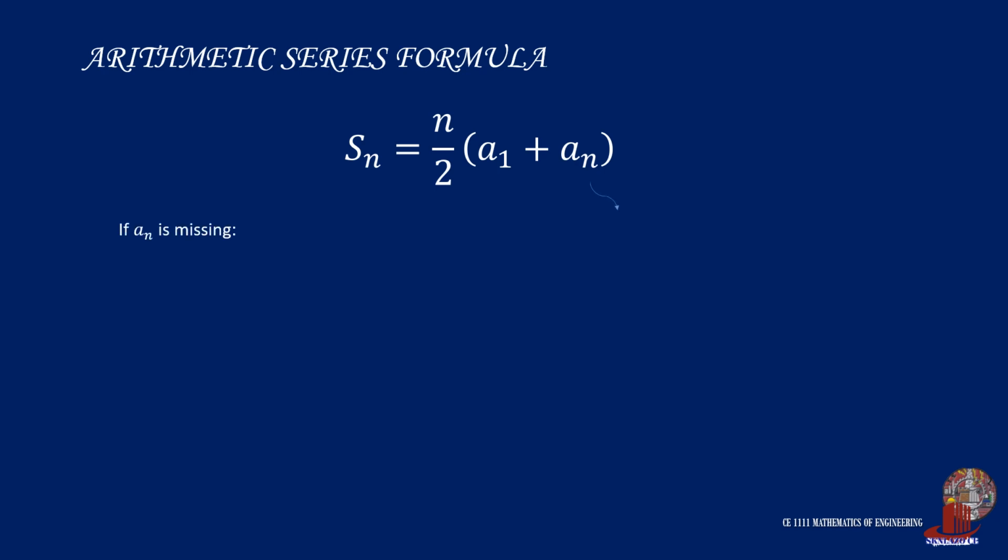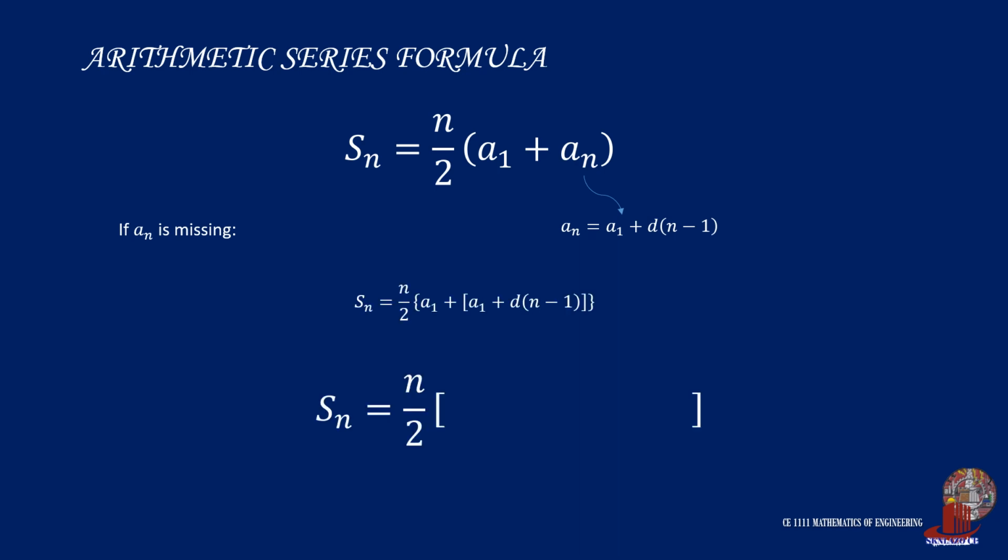So we can derive another formula by using the explicit formula of a sub n, which is a sub 1 plus the common difference times the quantity of n minus 1. So if this is plugged in S sub n and simplified, we can have another formula for S sub n, which is n all over 2 multiplied by twice of the initial term plus the common difference d times the quantity of n minus 1.